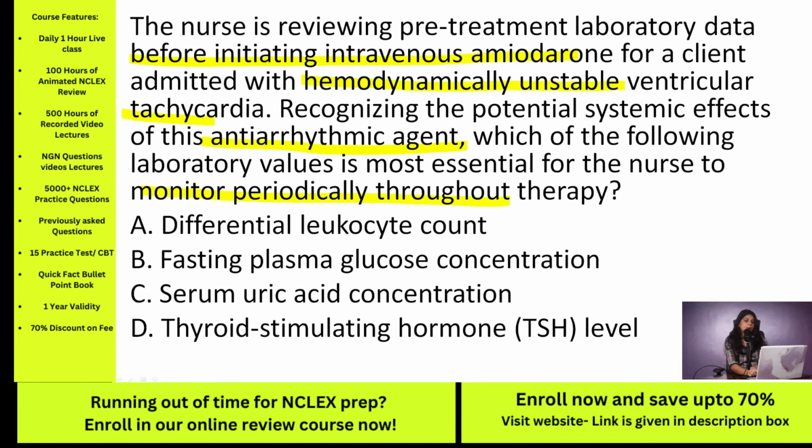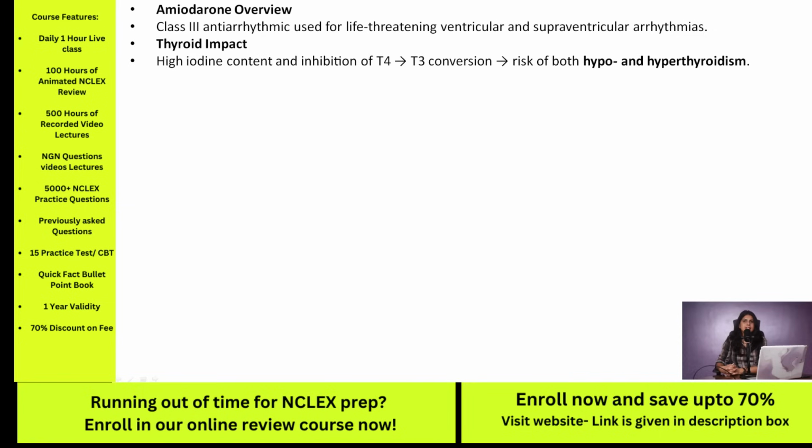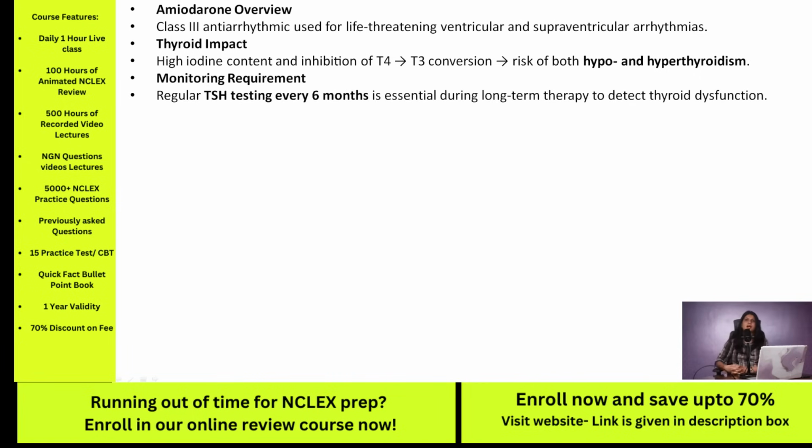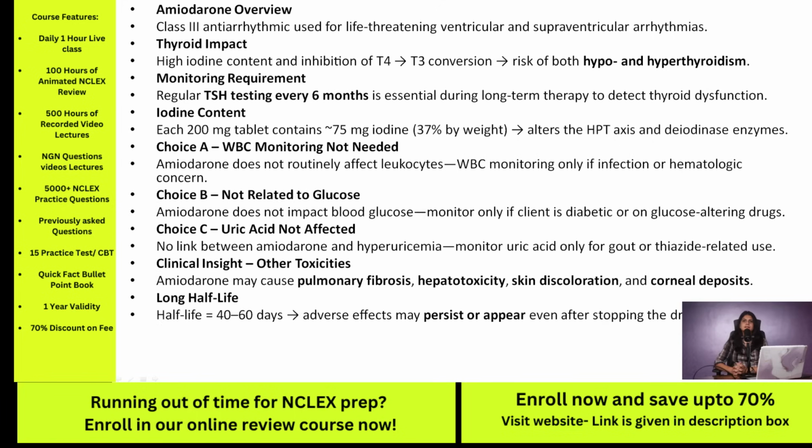The correct answer is option D, thyroid-stimulating hormone level. Amiodarone is a class 3 antiarrhythmic, known for its efficacy in managing life-threatening ventricular and supraventricular arrhythmias. However, it exerts complex effects on thyroid function due to its high iodine content and its inhibitory effect on the peripheral conversion of thyroxine to triiodothyronine. It may cause both hypo and hyperthyroidism. Therefore, periodic monitoring of thyroid-stimulating hormone as part of a comprehensive thyroid panel is essential to detect amiodarone-induced thyroid dysfunction.